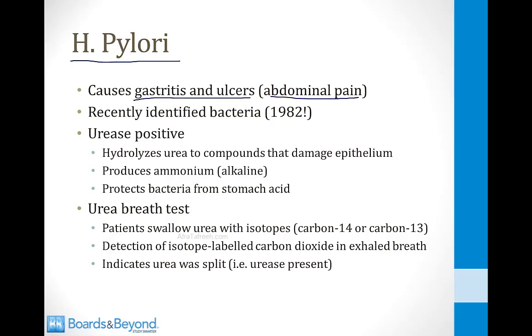Our next gram-negative rod is Helicobacter pylori, and this is a cause of gastritis and ulcers. Usually people present with abdominal pain. This is a very recently identified bacteria. In 1982 it was identified.